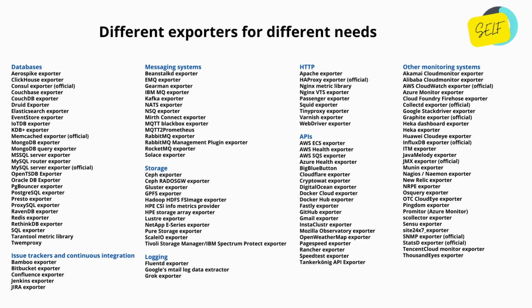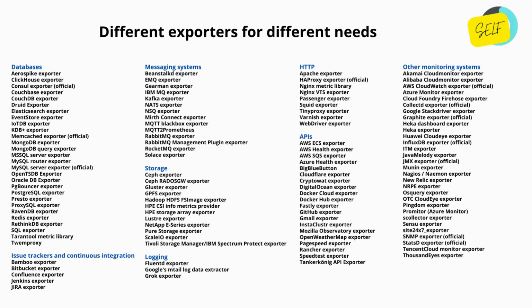Okay, the next is issue trackers and continuous integration. So in this category, it comes with Bamboo exporter. So these are the tools which are basically used by CI and for Jira or issue tracking. Like Jira exporter, Jenkins exporter, Confluence exporter, etc.